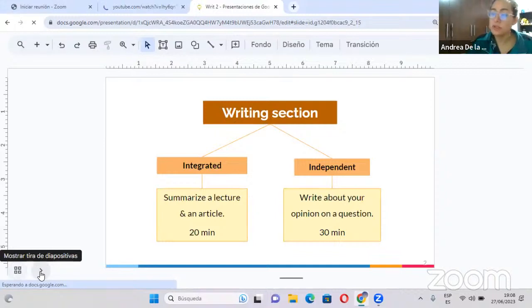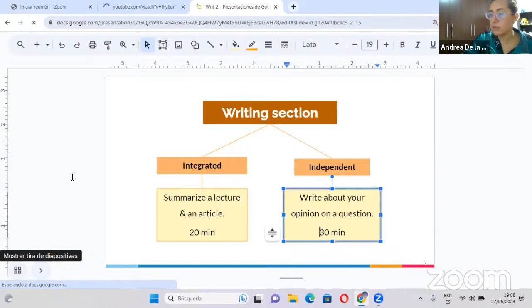Now this question, it's called an independent one because you won't have to be summarizing anything really. It will be basically based on your opinions, your thoughts, your own ideas. So you will have to write about whatever it is that you want to write. And it's a little bit longer than the previous one because this one lasts 30 minutes. So it's half an hour that you'll be spending in the independent writing.